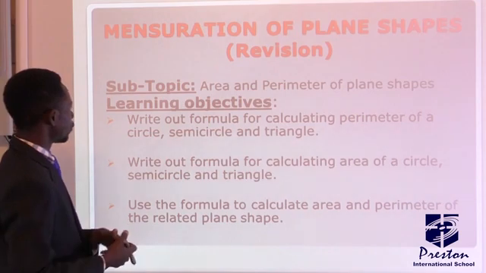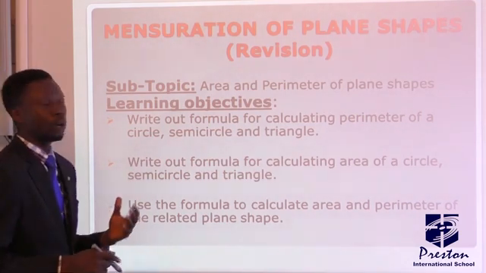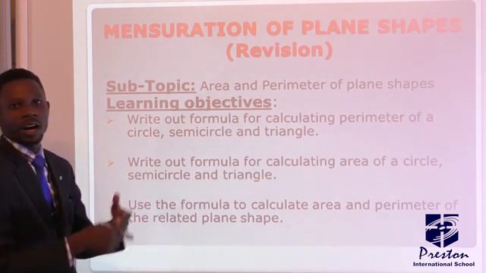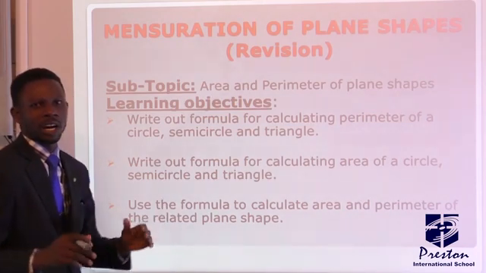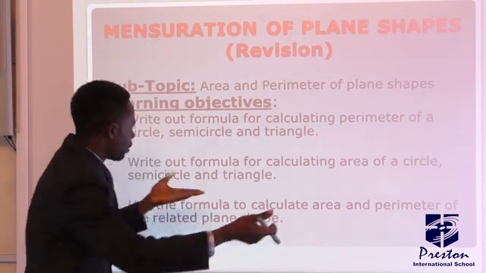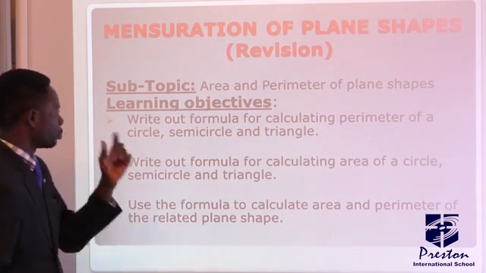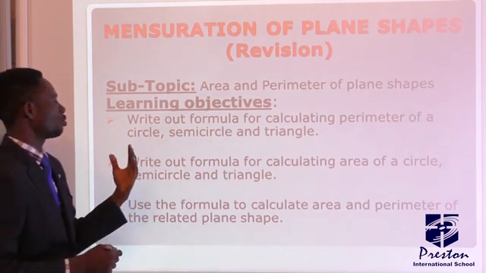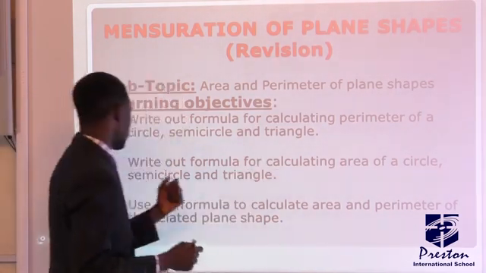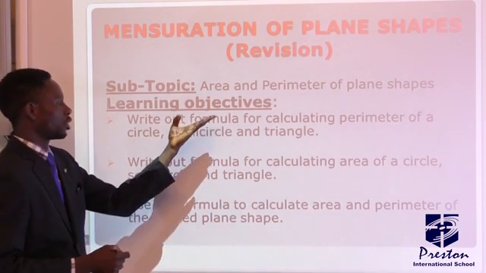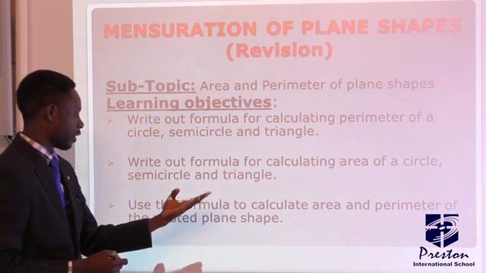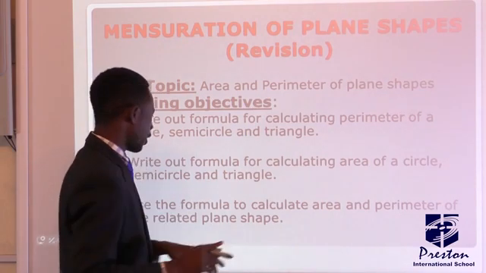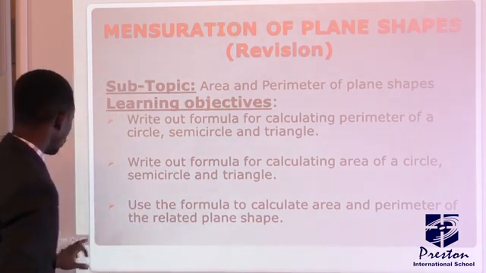And the few learning objectives we have this morning are: 1, you should be able to write out formula for calculating perimeter of circle, semicircle, and the triangle. Of course, you know we have so many plane shapes. We cannot talk about everything today, but we just pick these 3. And then subsequent lessons, we're going to continue from wherever we stop today. Okay, the second objective, you should be able to write out formula for calculating area of circle, semicircle, and triangle. Here we talked about perimeter, here we're talking about area. And the last thing, you should be able to use this formula to find the area, the perimeter of any given plane shape.